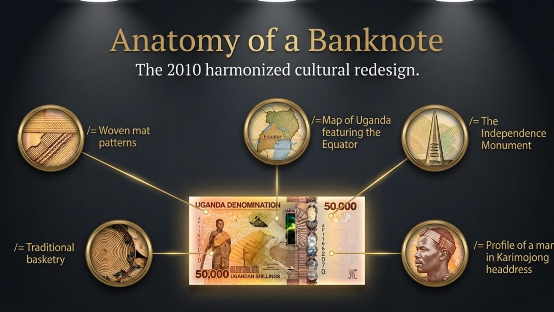The 2010 banknote redesign harmonized cultural elements. Features include woven mat patterns, traditional basketry, a profile of a man in Karimojong headdress, the Independence Monument, and a map of Uganda featuring the equator.